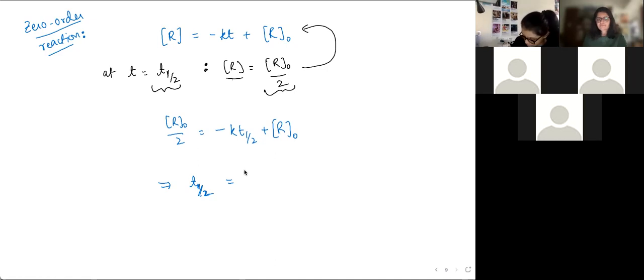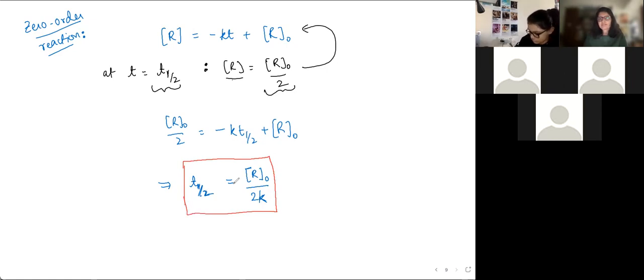Shantanu, Ansh, Dhriti, you guys getting this? Yes, ma'am. Okay. This is all just mathematics, basically. So this is your expression to find out the half-life of a zero order reaction.